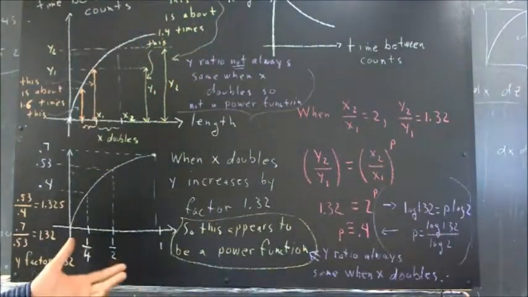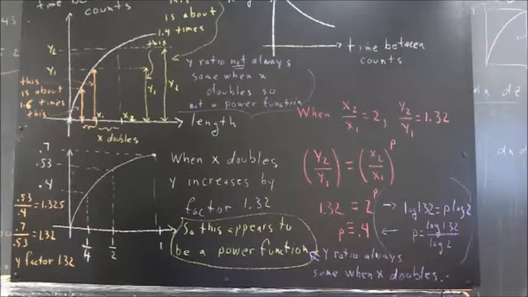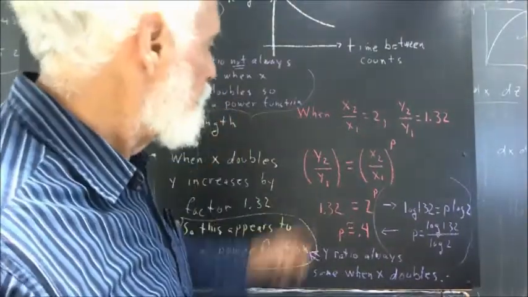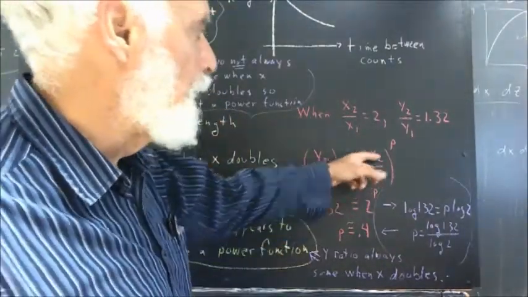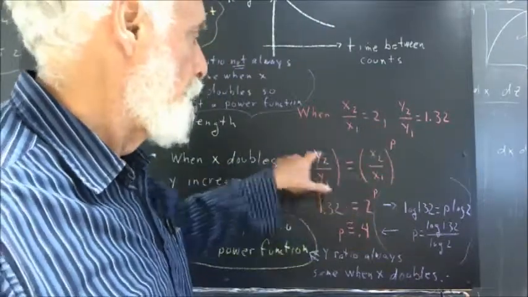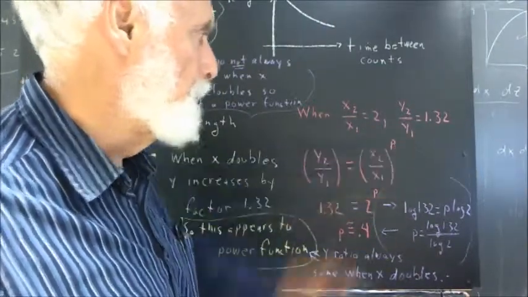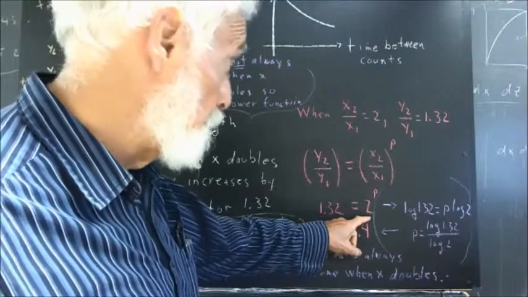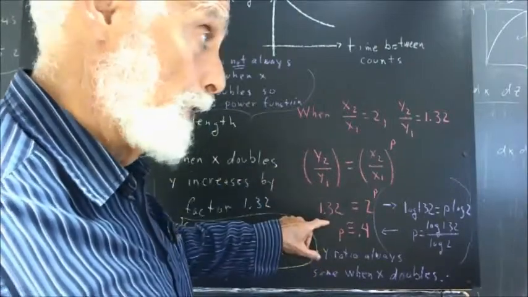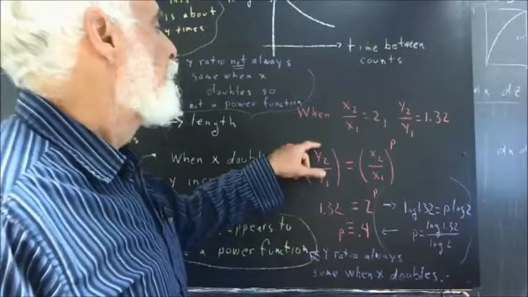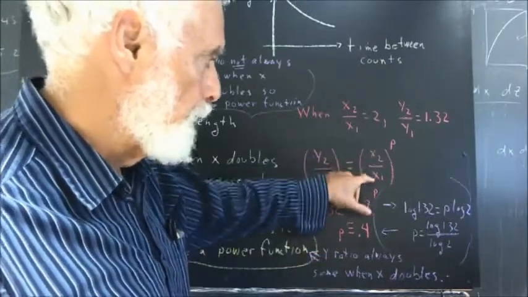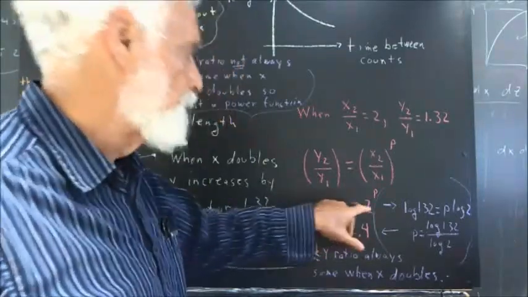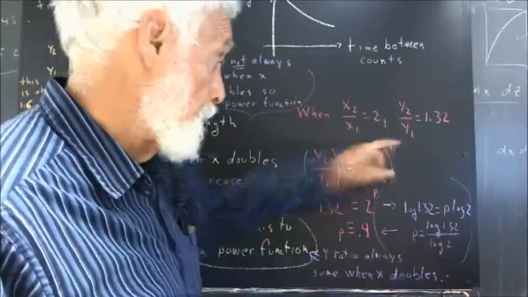Now, if that's the case, then there's an equation, and we'll talk about where this equation comes from. But we're simply saying that y2 over y1 is always some power of x2 over x1. So y2 over y1 is x2 over x1 to some power. And since x2 over x1 equals 2, whenever the y ratio of 1.32 is associated with the x ratio of 2, then that ratio has to equal 2 raised to that power.